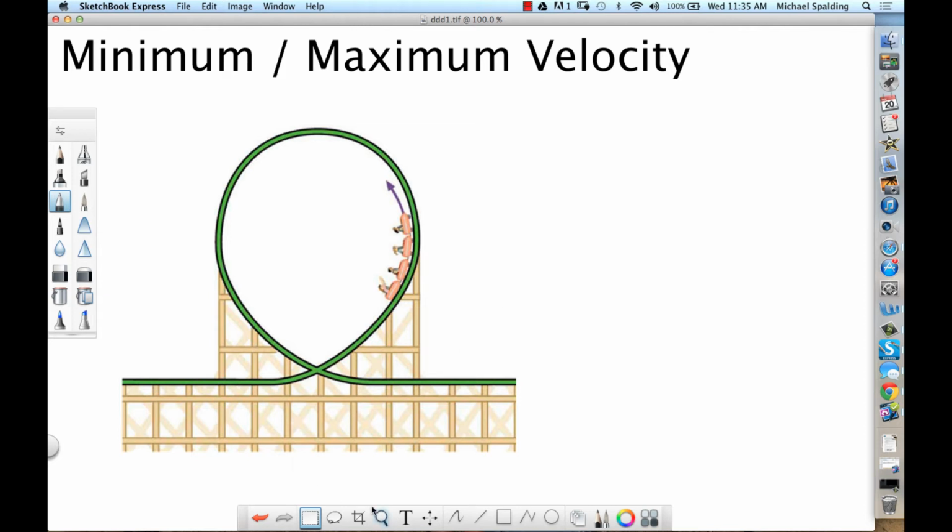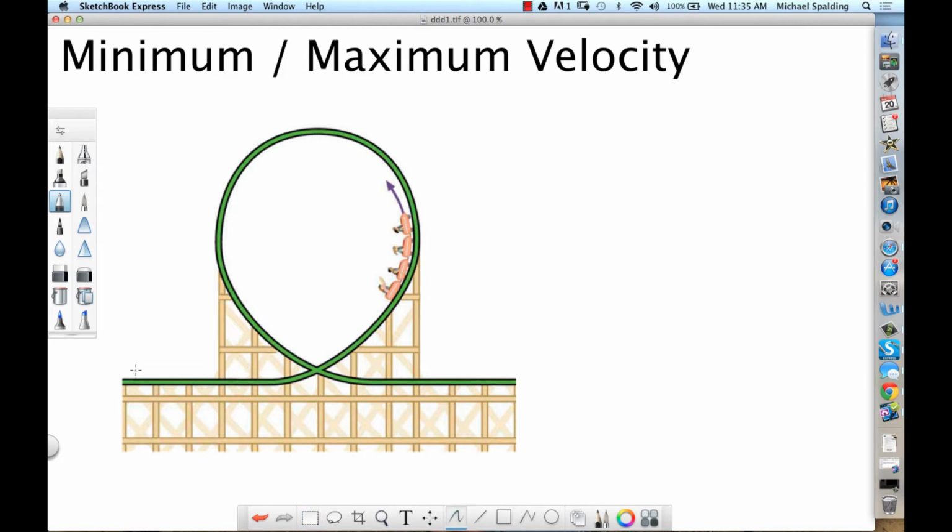Okay, so minimum velocity. We're going to start out by talking about minimum velocity, and then we'll talk about maximum velocity. And our discussion is going to focus on the same point, which is the highest point in a circular loop. So look at this situation here.